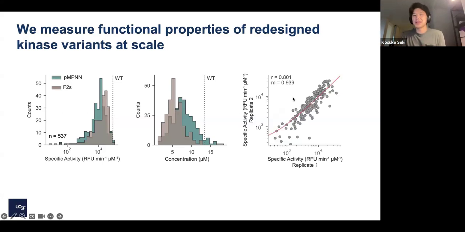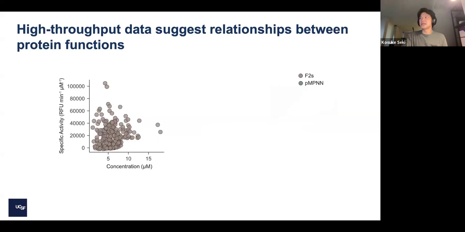And here I'm just showing you that the experiments are very robust. When you repeat these experiments, you get the same measurements back. And so we now have a very high quality data set of enzyme variants linked to their specific activities and to their concentrations. Because we have all this data, we can do some interesting analyses.